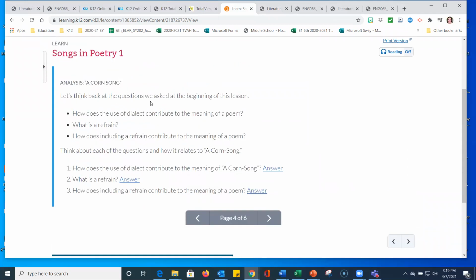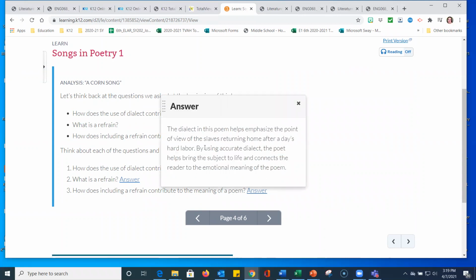Let's think back at the questions we asked at the beginning of this lesson. How does the use of dialect contribute to the meaning of the poem? What is a refrain? How does including a refrain contribute to the meaning of the poem? Think about each question and how it relates to A Corn Song. Number 1, how does the use of dialect contribute to the meaning of A Corn Song? The dialect in this poem helps emphasize the point of view of the slaves returning home after a day's hard labor. By using accurate dialect, the poet helps bring the subject to life and connects the reader to the emotional meaning of the poem.